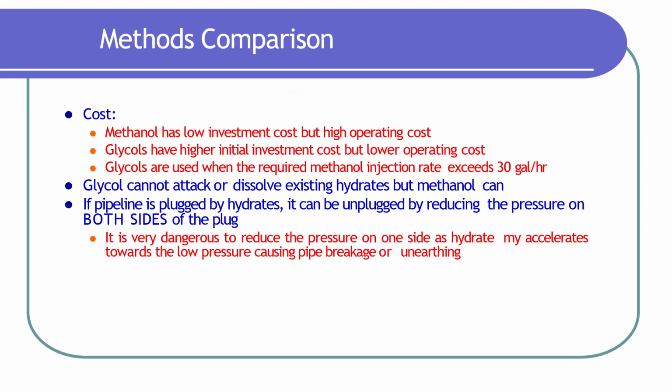Now, in terms of cost comparison, methanol has a low investment cost because it's cheaper than the glycol, but it has a high operating cost. The opposite is true for the glycol. The glycol has a high initial investment cost but lower operating costs. Glycols will be preferentially used if the injection rate for methanol is more than 30 gallons per hour. One other thing: glycol cannot attack or dissolve the hydrate if it's formed. Methanol can attack or dissolve the hydrate once it forms.